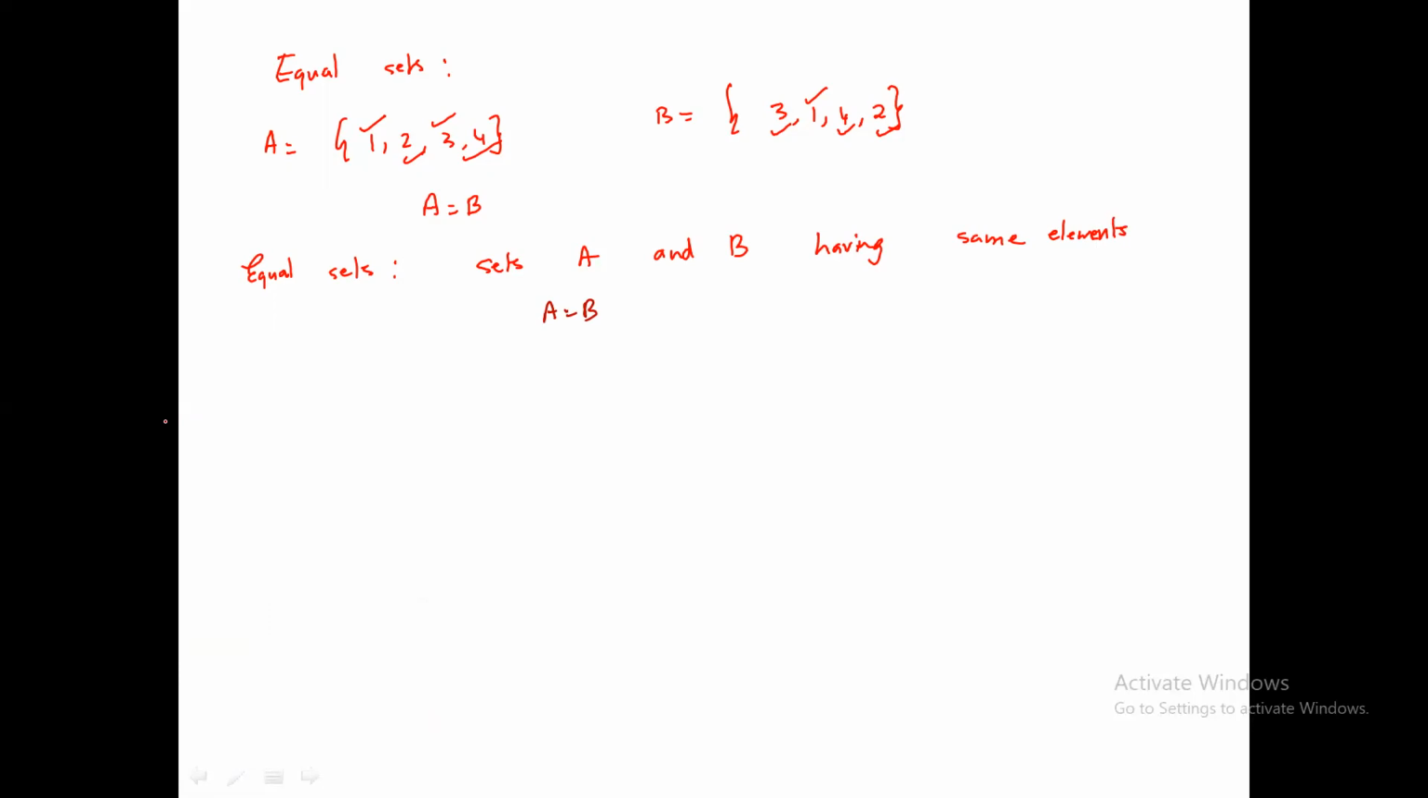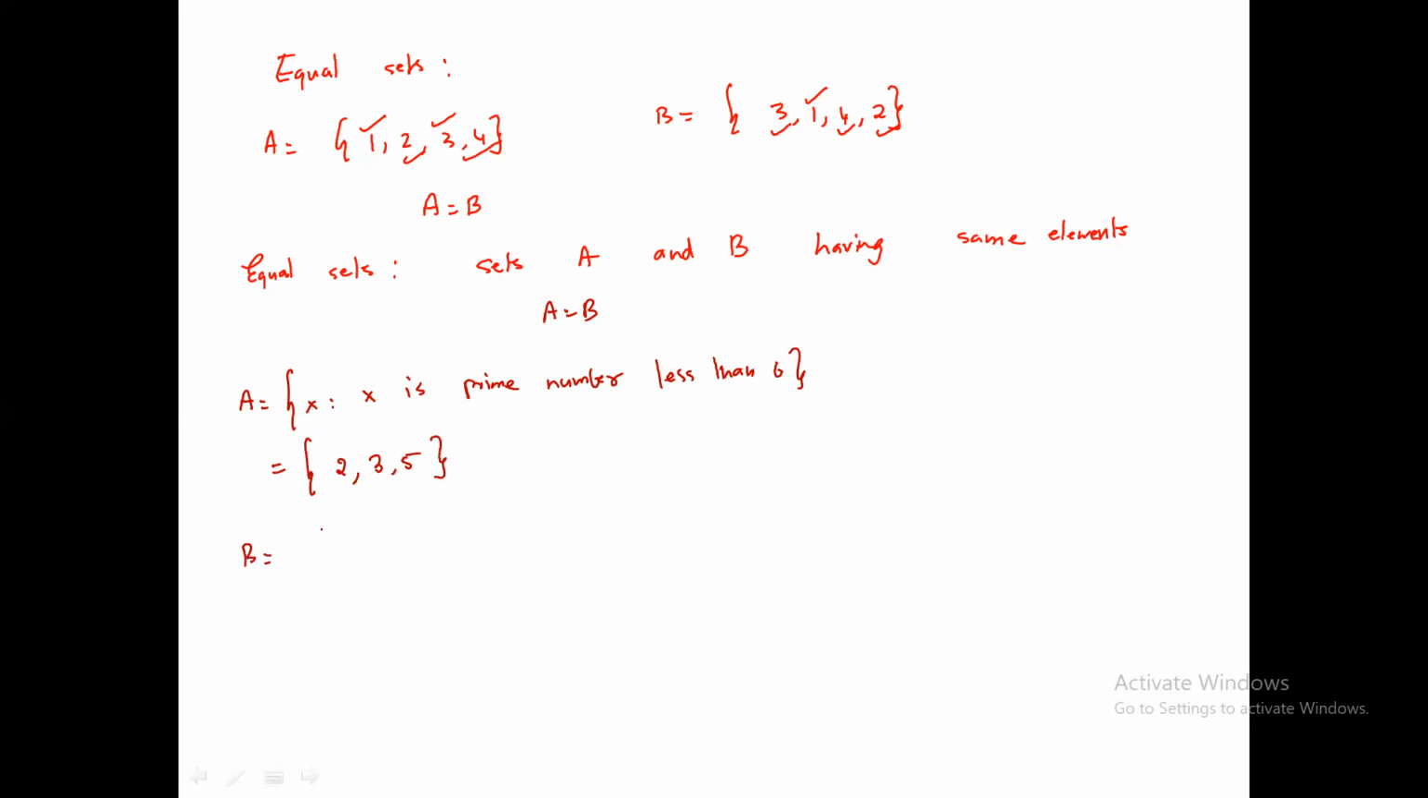Let us take an example. A is a set having X such that X is prime number less than 6. Not only that, I have to list these prime numbers. What are the prime numbers less than 6? 2 is a prime number, 3 is a prime number, 5 is a prime.